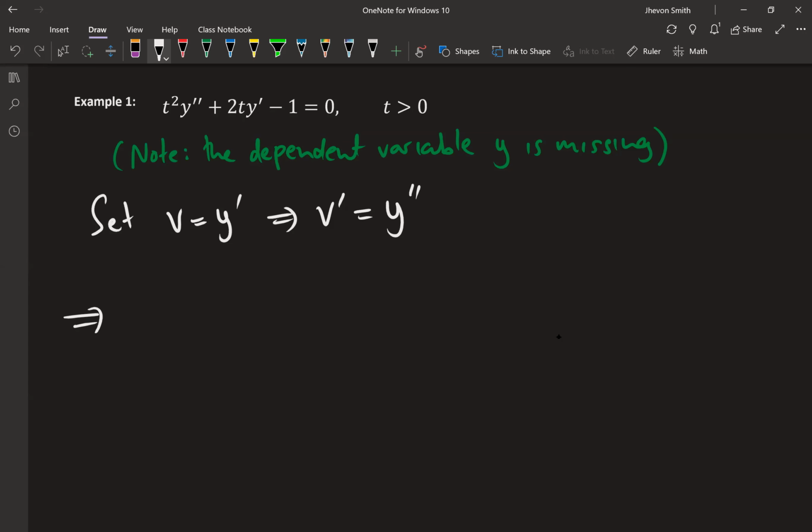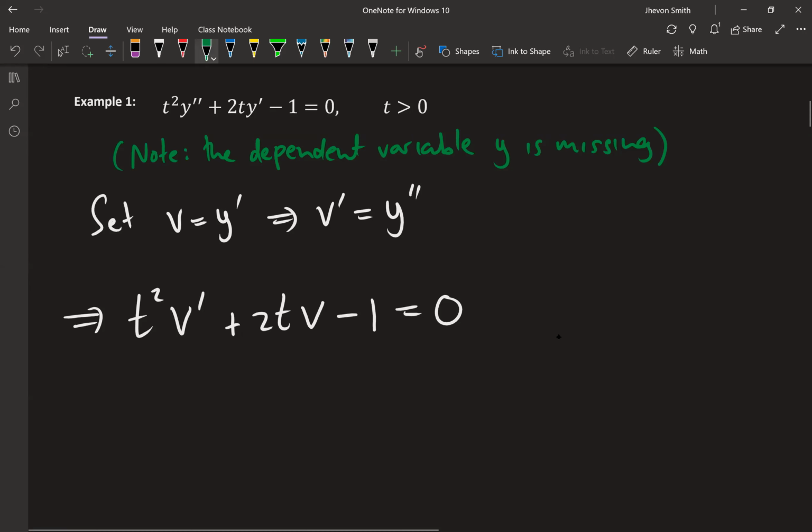This means you can go back to the original and just replace it. So instead of y prime, you now have v, and instead of y double prime, you now have v prime. And instead of y, you now have v. What you will notice is that this is a first order ODE. In fact, someone classify this for me. What kind of ODE is this? Right, first order linear. Hopefully you see that it's linear.